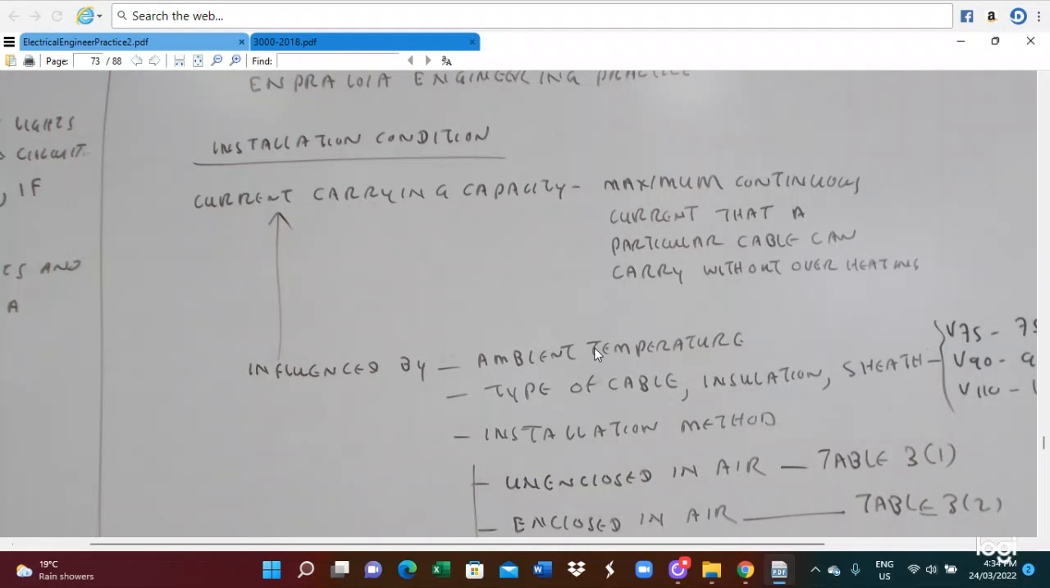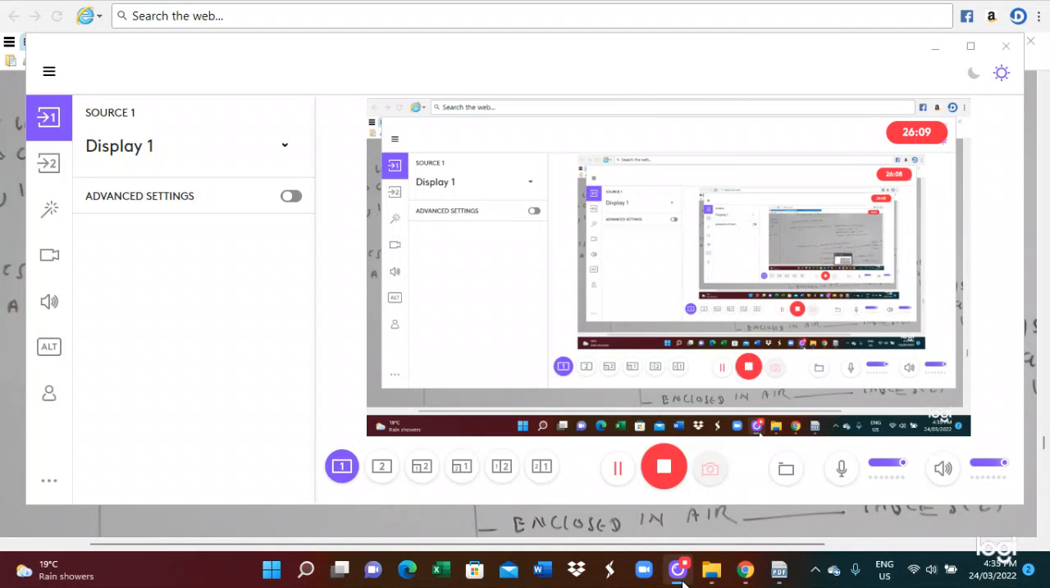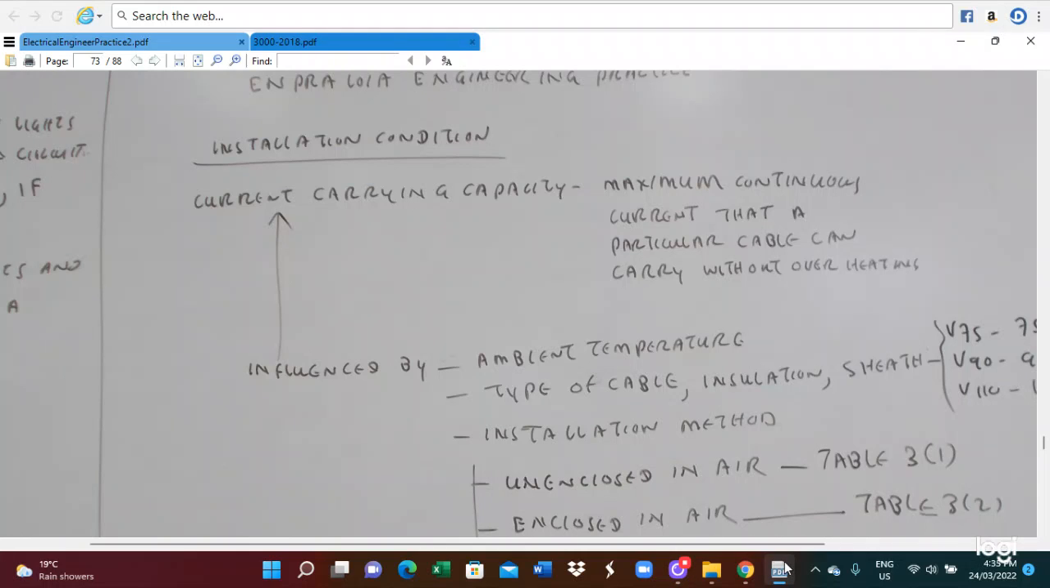The next topic is the installation condition. When you want to install the electrical installation, an important thing is that you have to find out the current rating capacity. Current carrying capacity is the maximum continuous current that a particular cable can carry without overheating. This is the meaning of current carrying capacity.